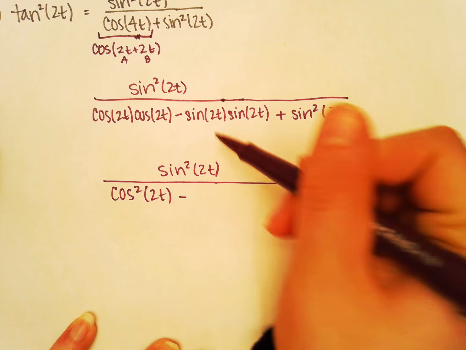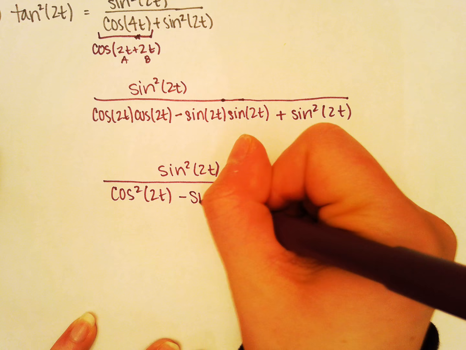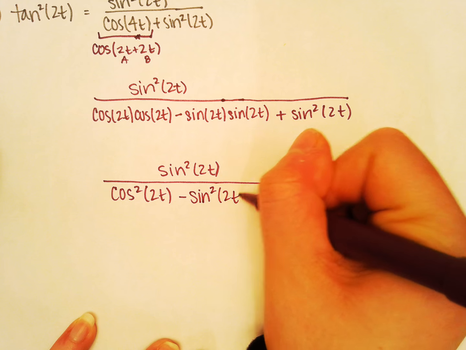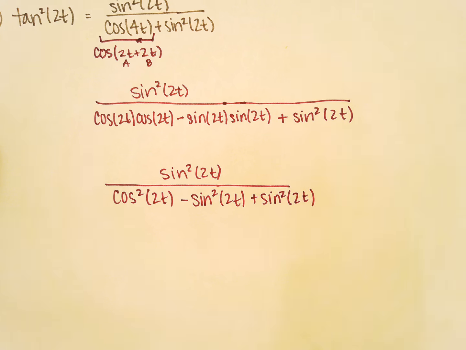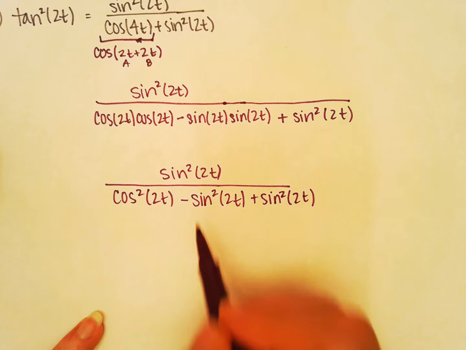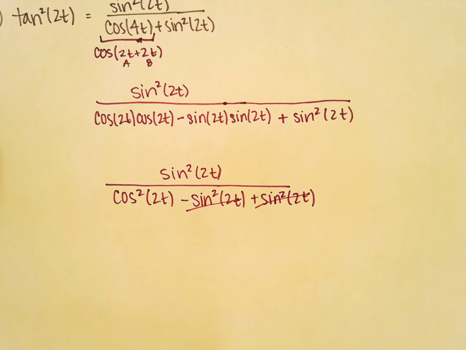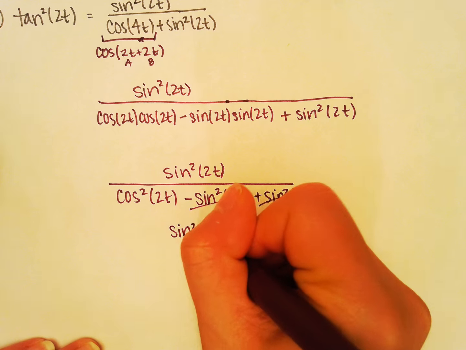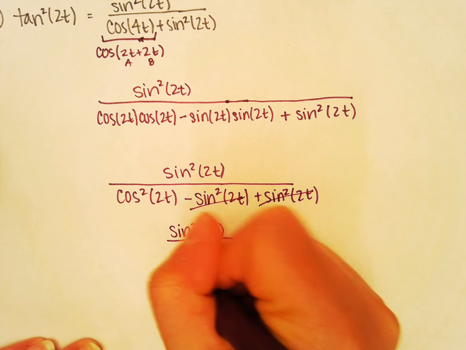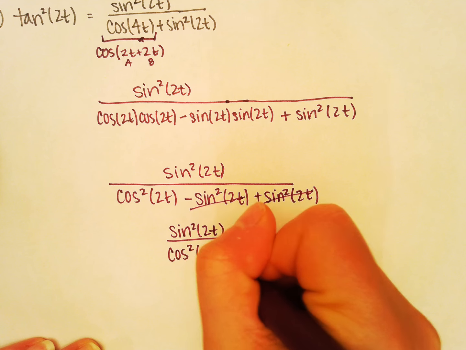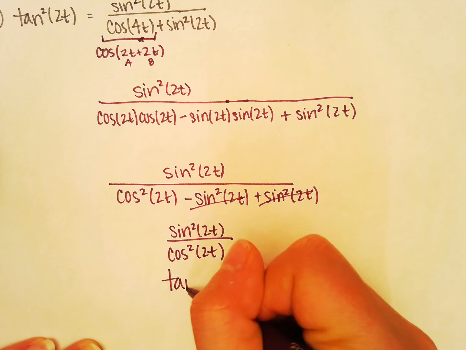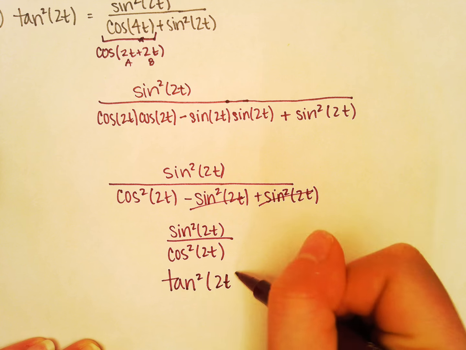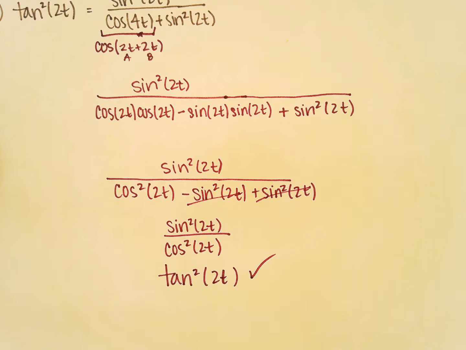Same thing here. These are the same argument, 2t and 2t, so sine squared of 2t, and then plus sine squared of 2t. And you'll see here on the bottom, the sine squared of 2t will cancel out, a minus and a plus. So we'll be left with sine squared of 2t over cosine squared of 2t, which, sine over cosine is tangent, so we can represent that as tangent squared of 2t, which is the verification that we wanted.